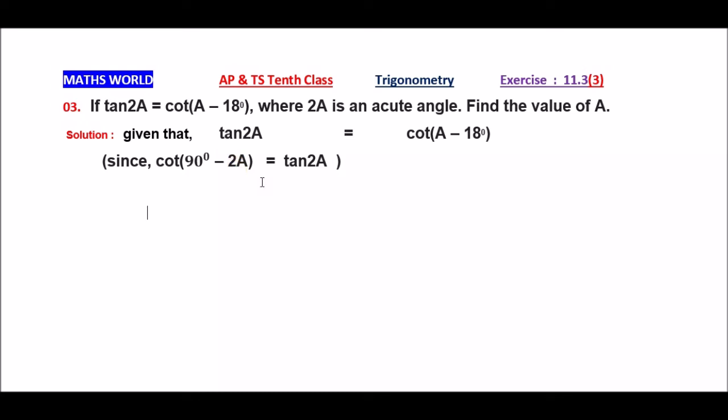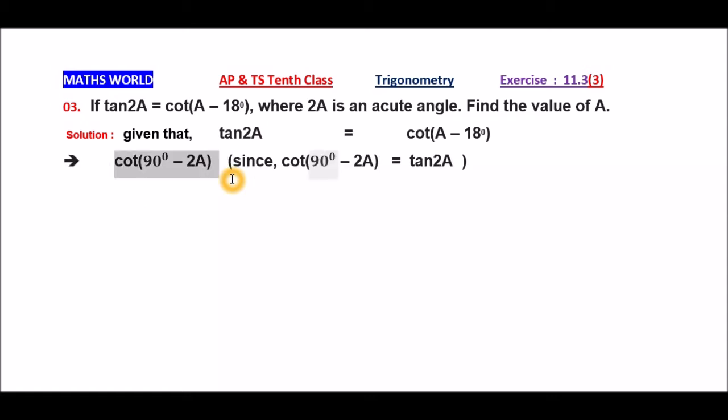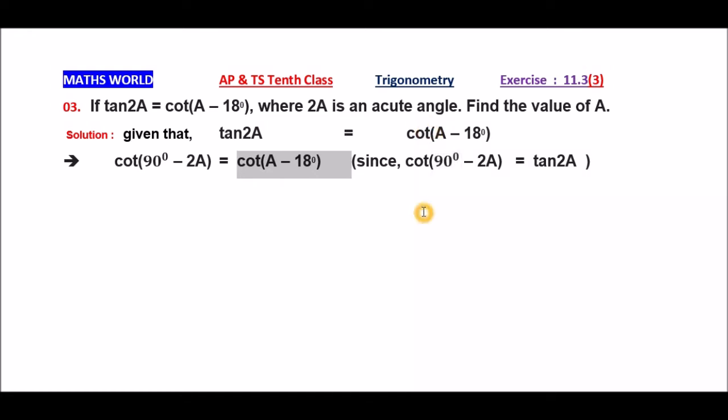Cot 90 minus theta is equal to tan theta. Then cot 90 minus 2a is equal to tan 2a. So in place of tan 2a, I can write cot 90 minus 2a. So that implies cot 90 minus 2a is equal to cot a minus 18 degrees. Got it now? Here this cot and this cot will be cancelled. So that implies 90 minus 2a is equal to a minus 18 degrees.